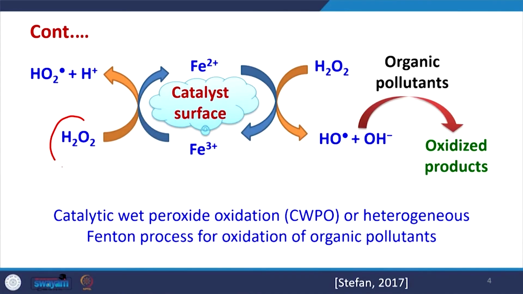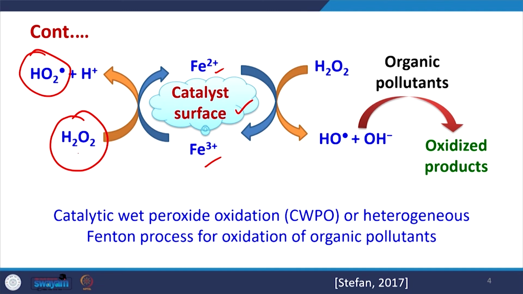So, this is there. In the wet peroxidation method, we always use H2O2. So, we always use hydrogen peroxide, and actually it is converted into some radicals using some catalyst surface. So, here the example is given for Fe2+ and Fe3+, but other types of catalyst can also be used. So, this is possible.